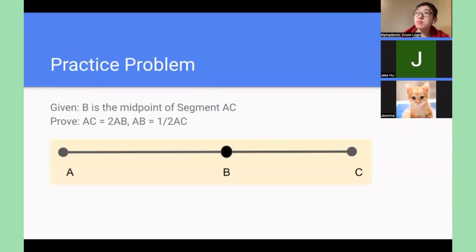Here's a practice problem. So last class, we were also working on geometric proofs. What we have here is a given: given B is the midpoint of segment AC, prove that AC is equal to 2AB, or AB is equal to 1/2 of AC. Once you're done, you can just type your answer in the chat.